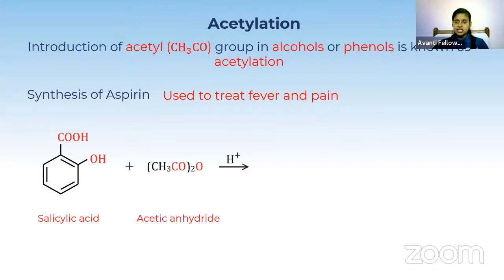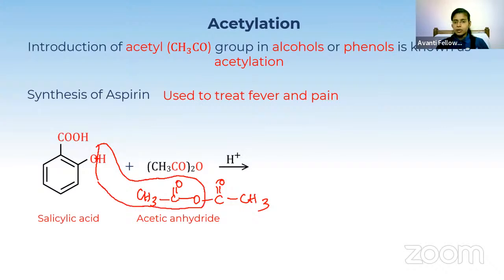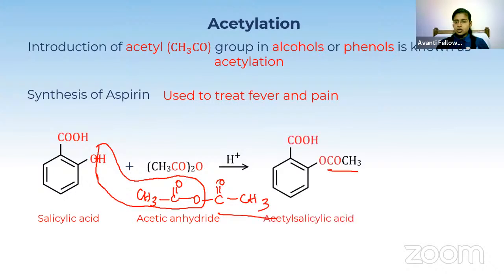Okay, and in presence of H plus. I already told you what is acetic anhydride, right? CH3CO-O-COCH3. So what will happen? The OH bond from salicylic acid will come out, and it will come out with the RCOO part, and the remaining CH3CO will go and form the bond with oxygen, and the CH3COOH is coming out from the reactants.